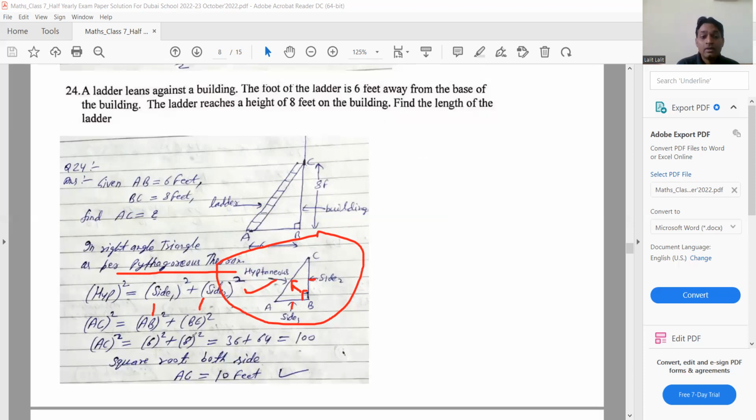So 6 square plus 8 square. 6 square is 36, 8 square is 64. If you add 36 plus 64, the answer will be 100. Now you can also write 100 is equal to 10 raised to the power 2. Now when you take the square root on both sides, the power will be cancelled. Got it? And the value of AC is 10 feet. So it means the length of the ladder is 10 feet. So this is the answer of this question. Now go to question number 25.